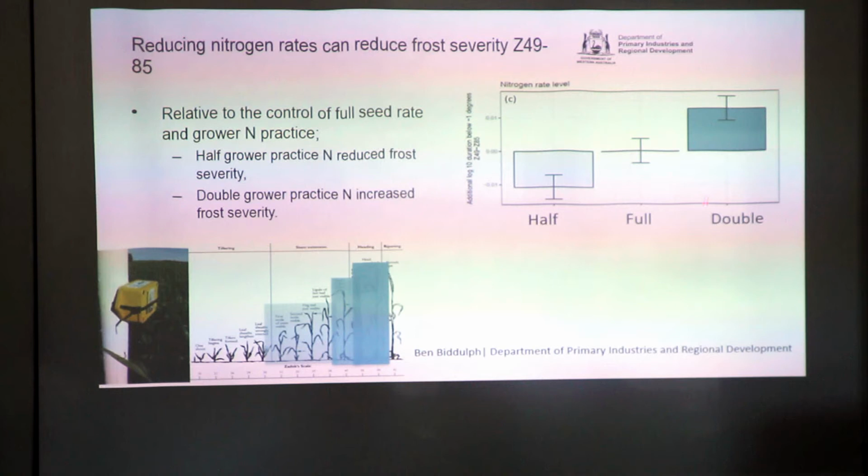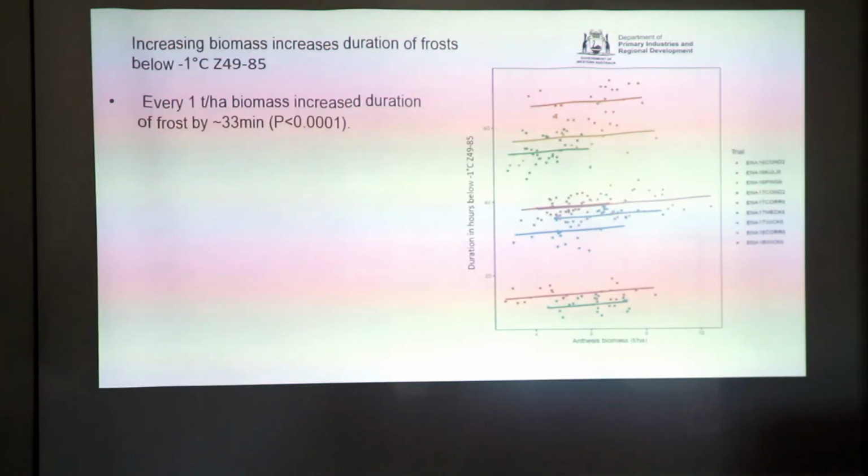But how much is that? What does that actually mean? Well, let's look at this in another way. This is basically anthesis biomass for all the different sites plotted against the duration in hours below -1 for that window. So for every 1 tonne a hectare of biomass, it increased the duration of frost by around 30 minutes.